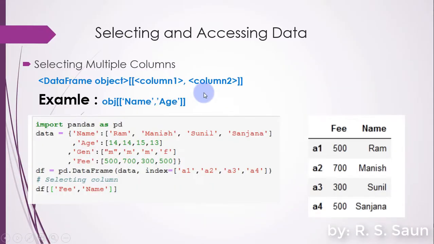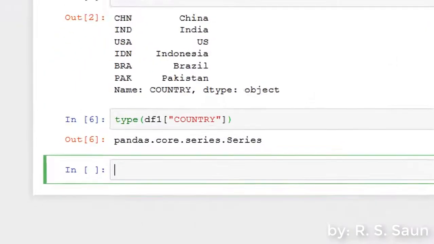The next is how we can select multiple columns. This is really simple. We first specify the data frame object name, followed by a bracket, and then followed by the list of columns. The first bracket specifies that we want to select columns, and the nested bracket specifies the list. It can be any valid list. Let's see this in our IDE.